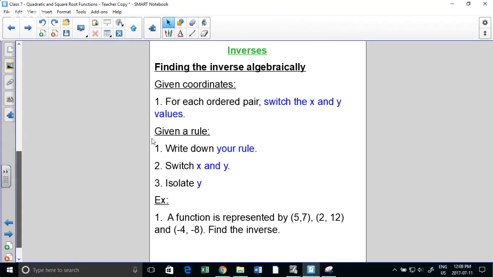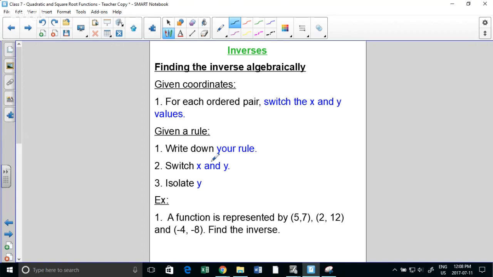Okay. Algebraically speaking, we have to be able to find the inverse. So if you're just given a whole bunch of ordered pairs, you're just switching the x and y values. We did a quick example of that at the beginning, but you're just switching the x and the y values. If you have a rule, you're switching the x and the y values, and we are isolating y. So we'll take a look at what this looks like.